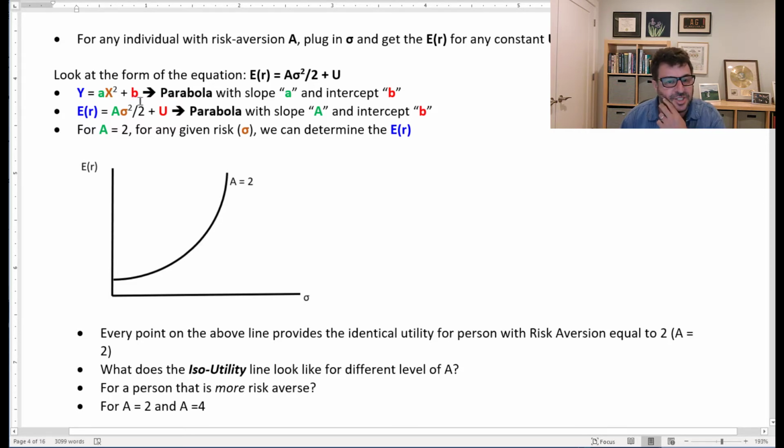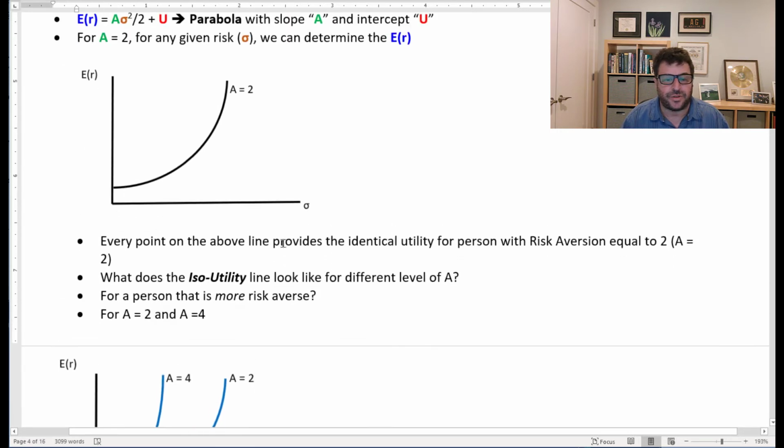And I can see that this is a parabola that has a slope of A and an intercept of U. It's really half a parabola because the domain of my function must be standard deviation, and standard deviation must be positive. So it's just the right half of a parabola with slope A and intercept U. And so for A equals 2, for any given sigma, we can determine the expected return.